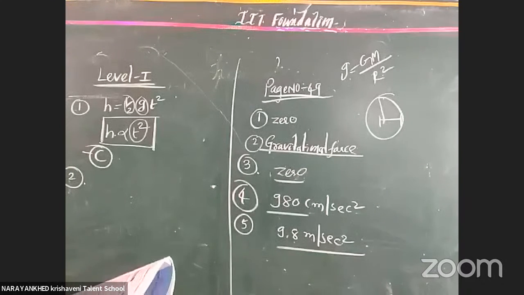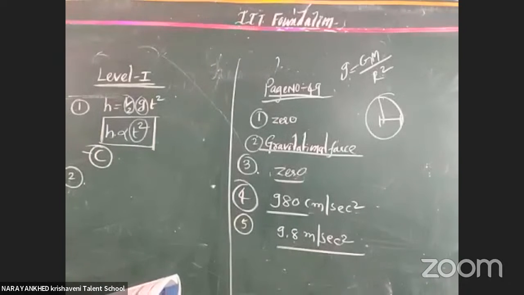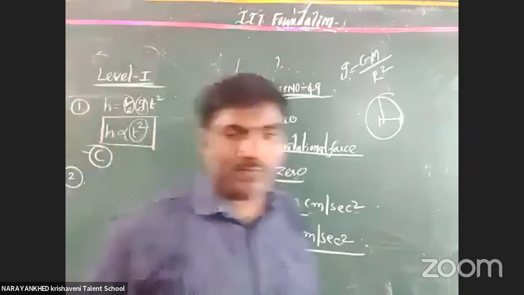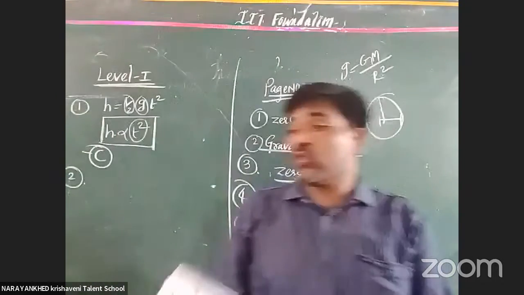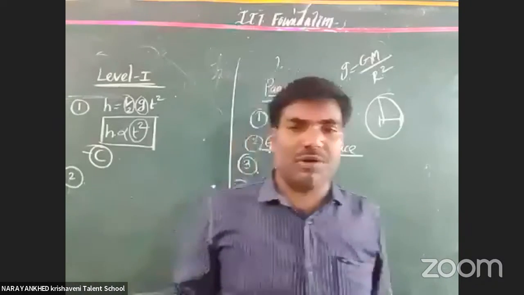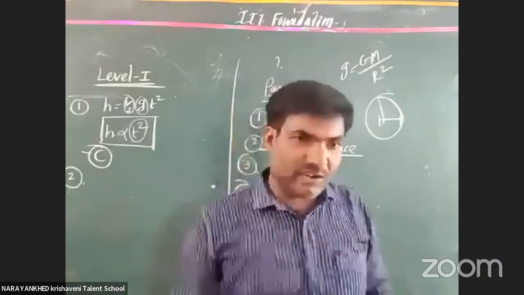Two stones of different masses are dropped simultaneously from the top of a building. Then which is the correct among these? Okay, tell me. Yeah, both reach at the same time only. Yes, you know very well the Galilean experiment.